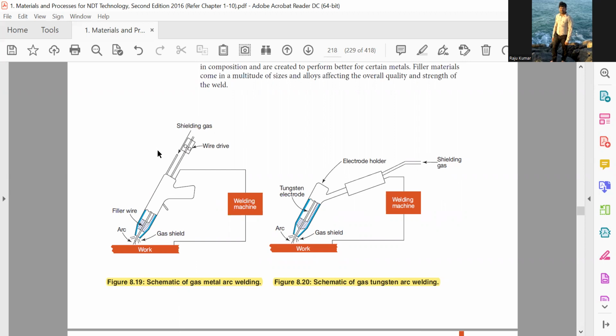There is shielding gas coming, and a wire drive. The wire is fed continuously. This is the spool wire.